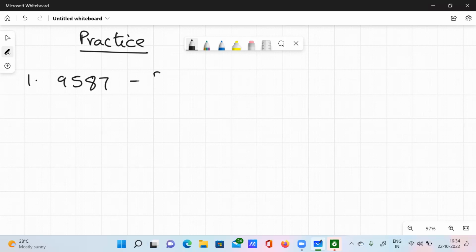9587 minus question mark is equal to 7429 minus 4358. So how to solve this? Everybody knows how to solve this. You need to keep this value on the right side and take all the other values to the left side, then you can definitely calculate. You can add or subtract, whatever may be. In the same way you can calculate.